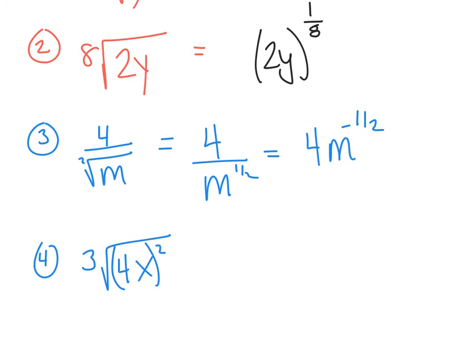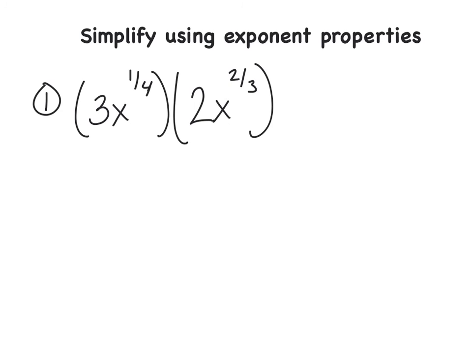And I'll throw some parentheses around there. So now I can say this is the quantity 4x raised to the what power? Well, the name of the root goes in the denominator, and the exponent is the numerator. So 4x to the 2/3. Alright, simplifying using exponent properties.